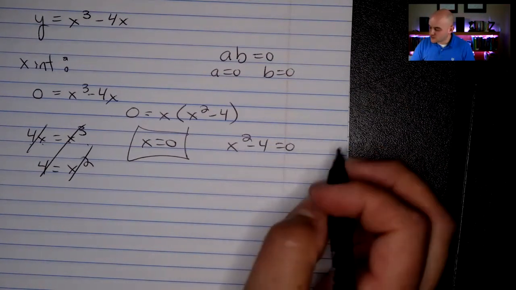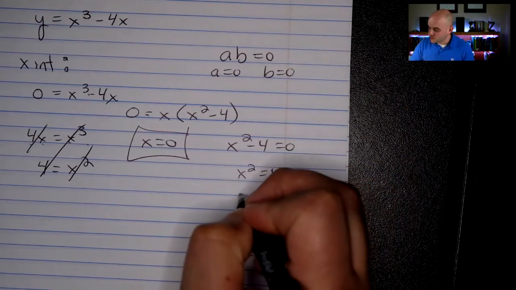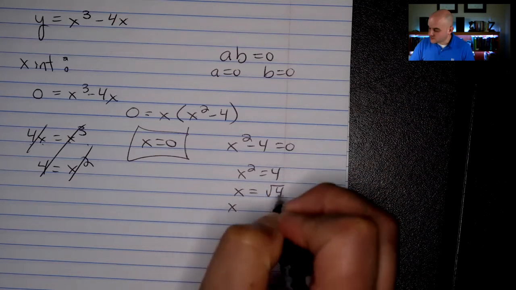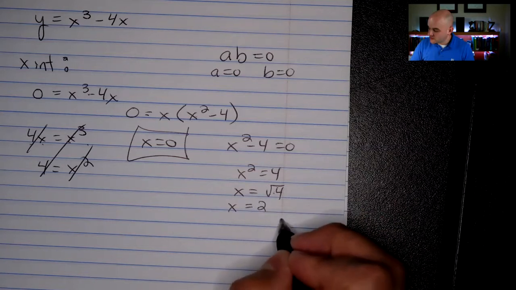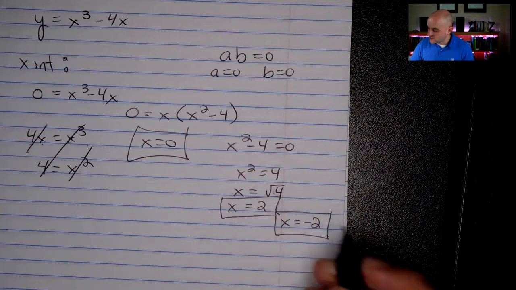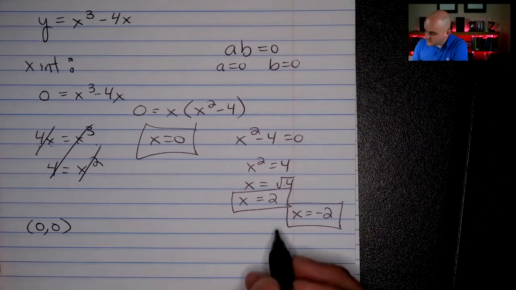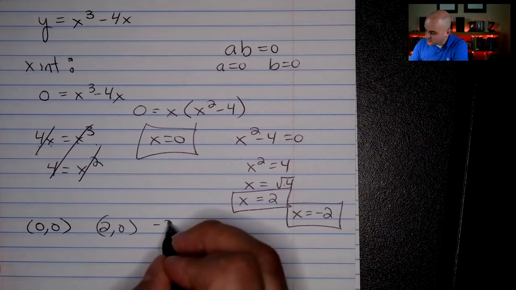And then x squared minus 4, add 4 to both sides, square root both sides. And since we introduced the radical, we're going to take the positive root, which is 2, and we're going to take the negative root, which is negative 2. So I should have 3 intercepts here. I should have one at 0, 0. I should have one at 2, 0. And I should have one at negative 2, 0.